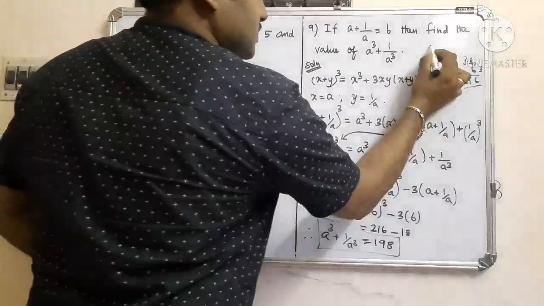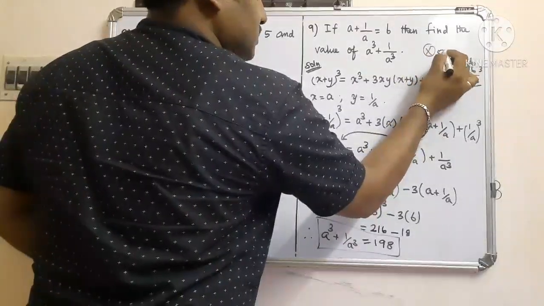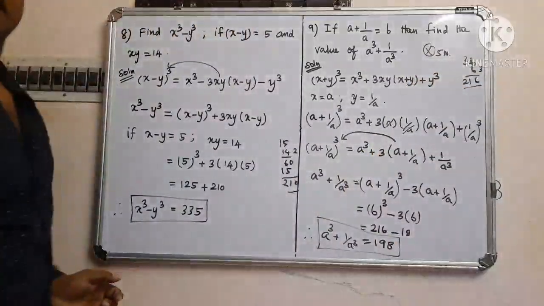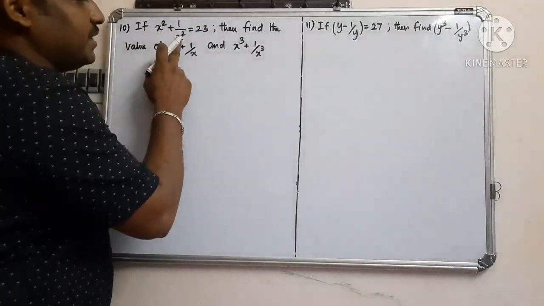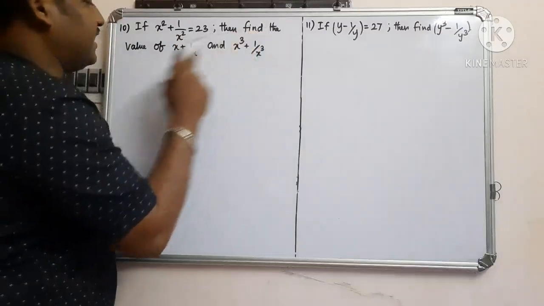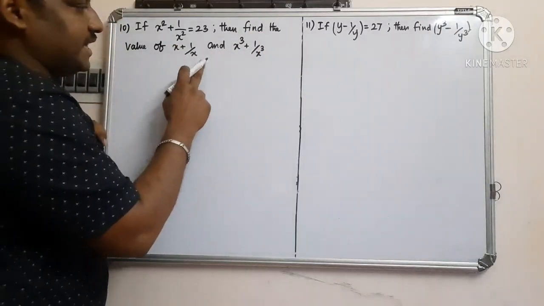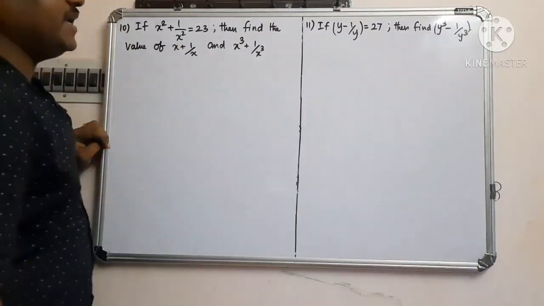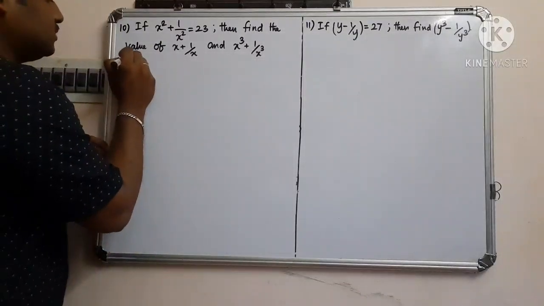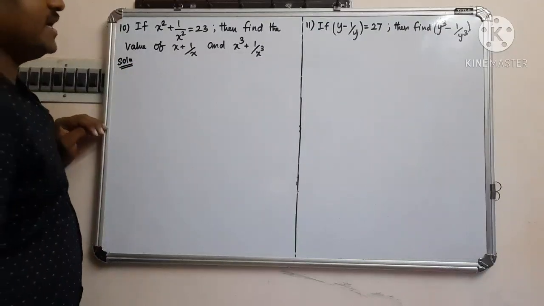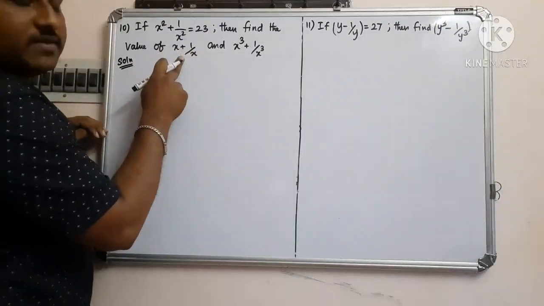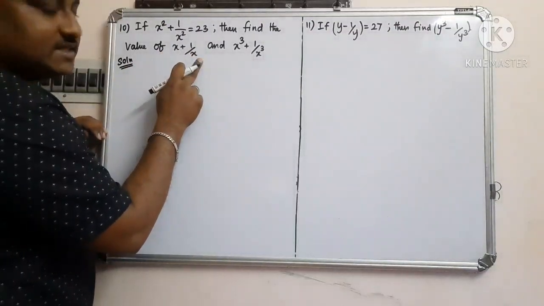Understood? This is also a very important 5-mark question. 10th question. If x square plus 1 by x square is equal to 23, then find the value of x plus 1 by x and x cube plus 1 by x cube. Solution. So here the given value is x square plus 1 by x square. Using that, we have to find out the value of x plus 1 by x first.